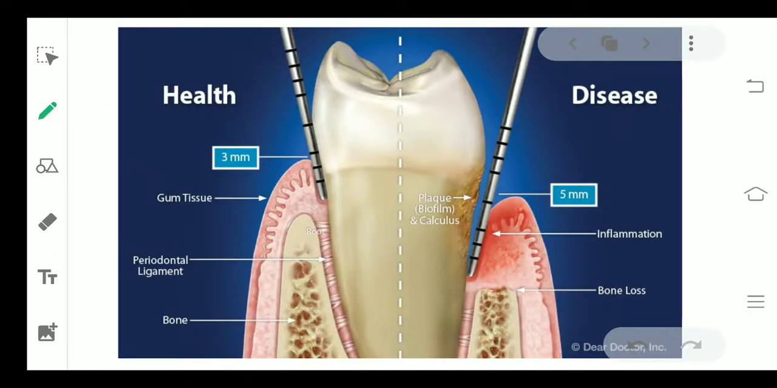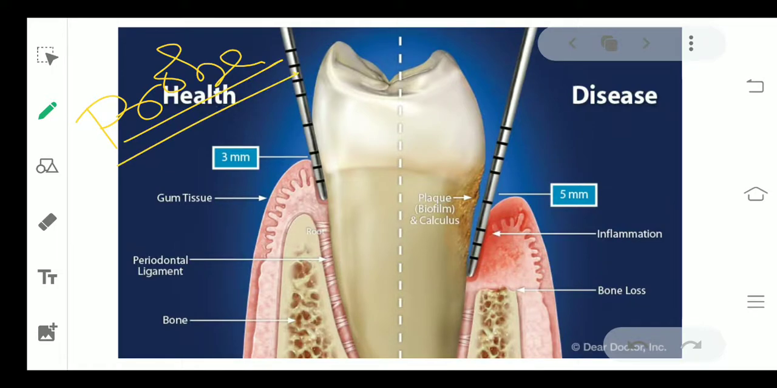Moving ahead in the diagram, you can see that the first thing you need to keep in mind is the probe. I hope you know a probe is an instrument which we use to measure any pocket. If you do not have a probe, you can never measure a pocket and you can never confirm whether it is periodontitis or not. So what we are doing here is inserting, very nicely and very firmly, a probe inside the gingival sulcus.